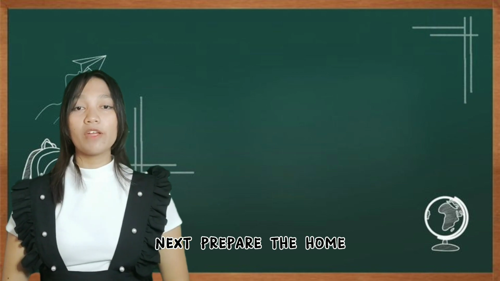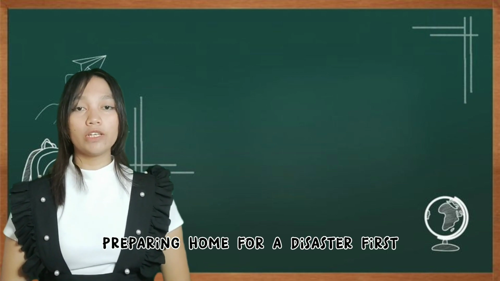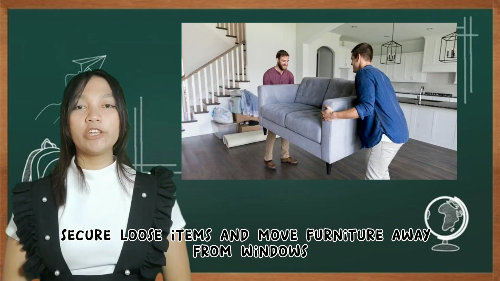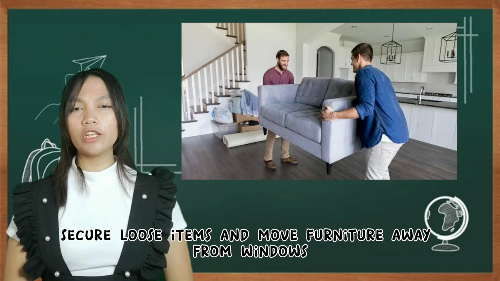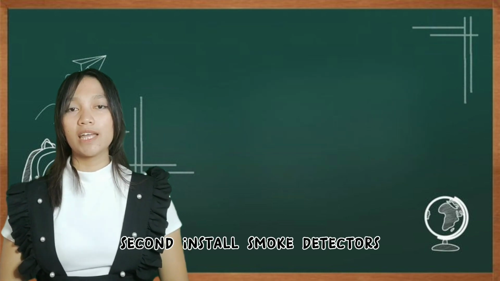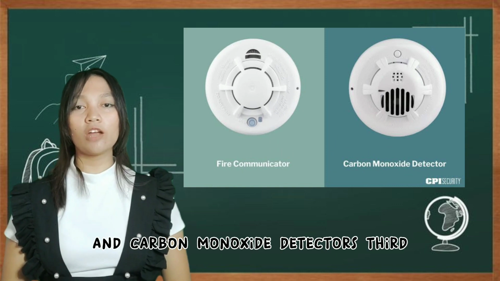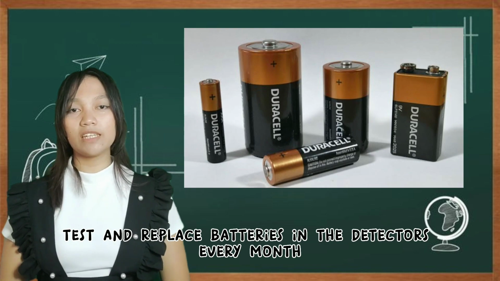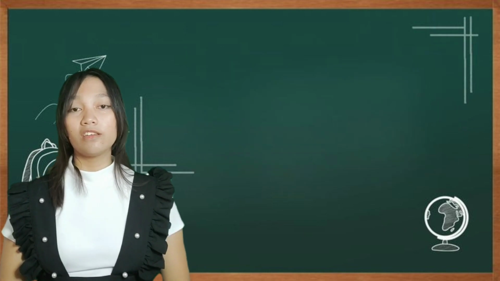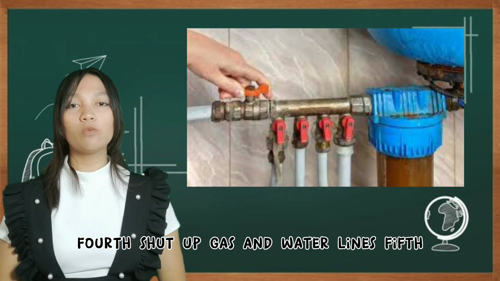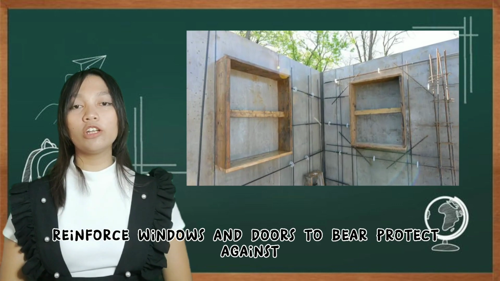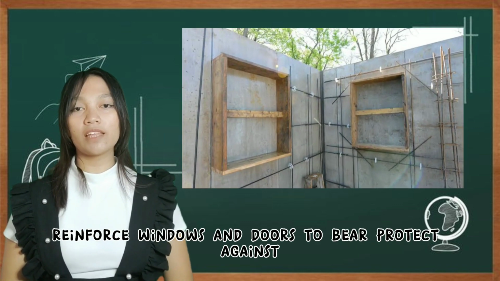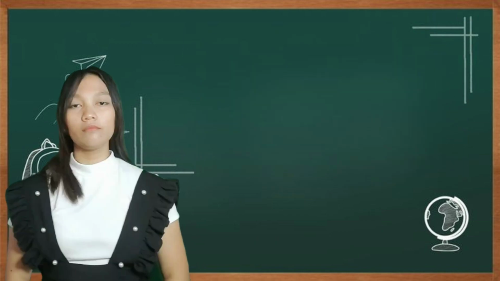Next, prepare the home. First, secure loose items and move furniture away from windows. Second, install smoke detectors and carbon monoxide detectors. Third, test and replace batteries in the detectors every month. Fourth, shut off gas and water lines. Fifth, reinforce windows and doors to better protect against wind and debris.